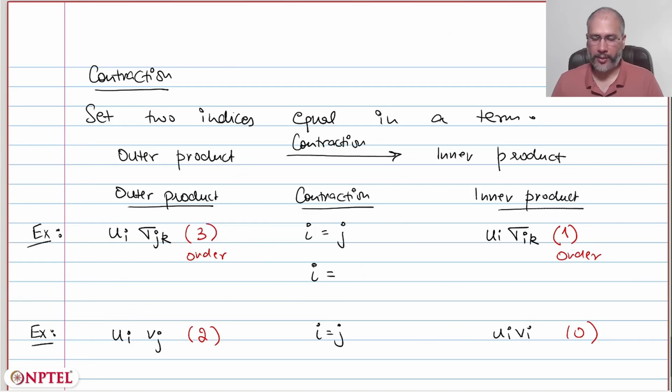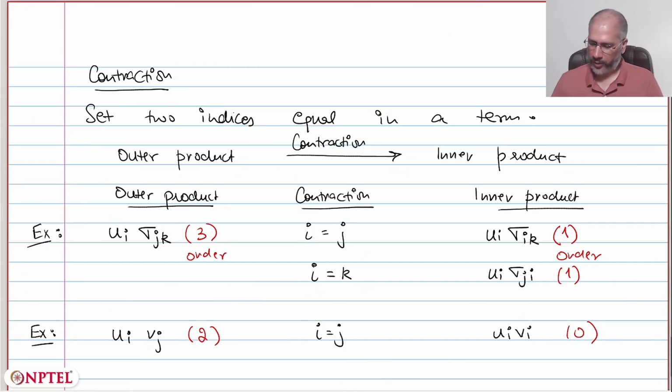So we apply a contraction, which is i equals k, because we have three free indices in the outer product u_i sigma_jk. So we can apply i equal to k, because the contraction only says you make the two indices equal. So I set i equal to k. So what I get is u_i sigma_ji, which is a different thing than what we had earlier, but its order is still 1 because we have applied a contraction.